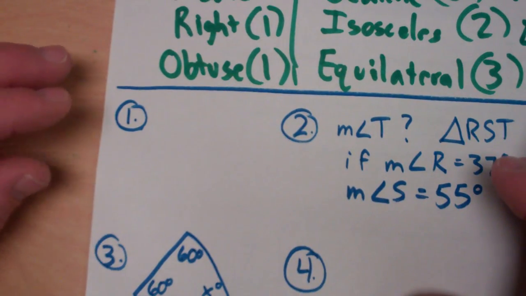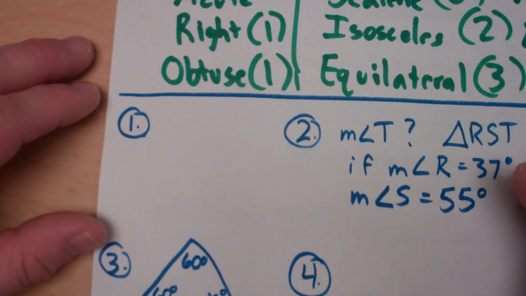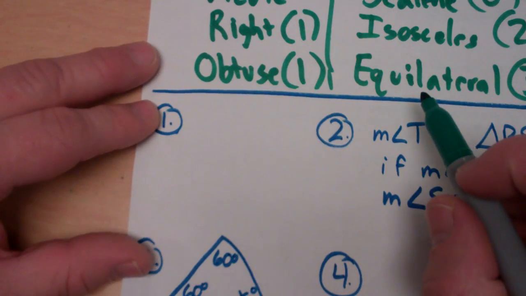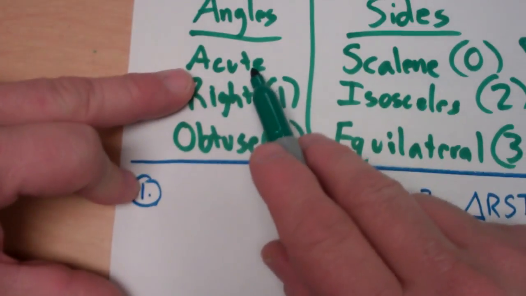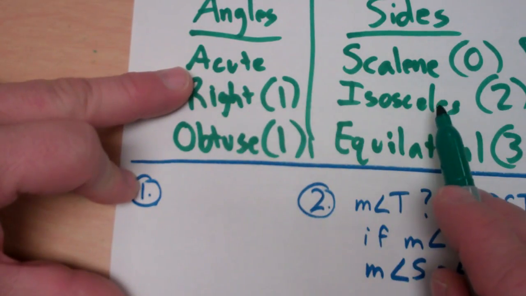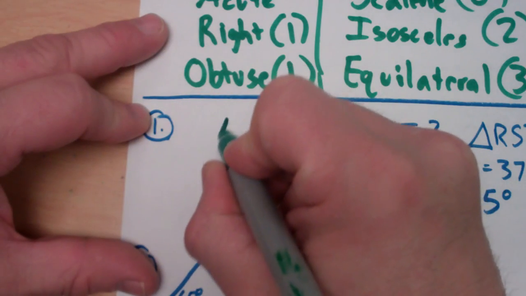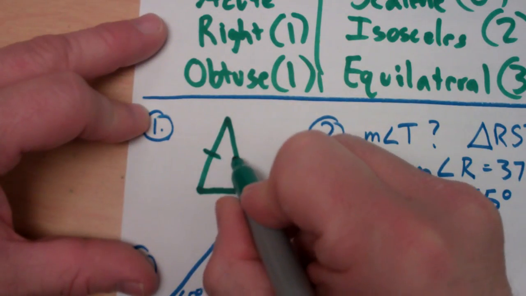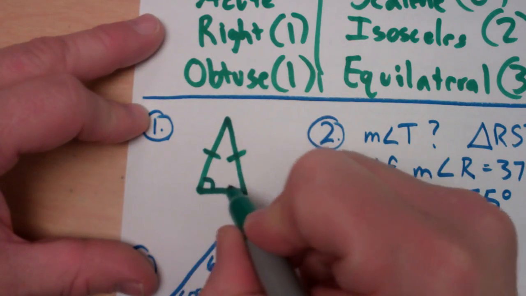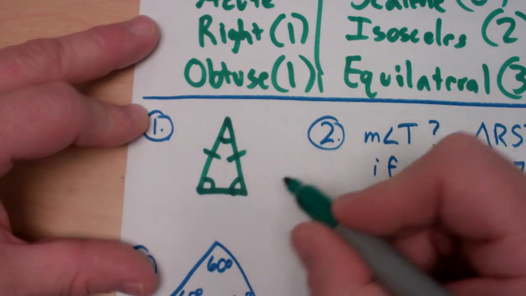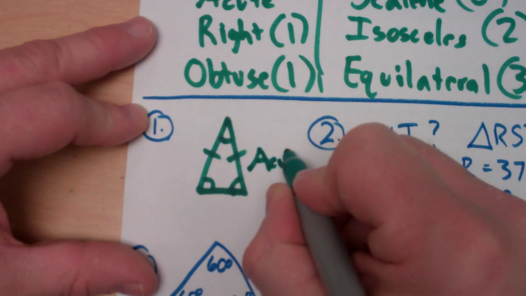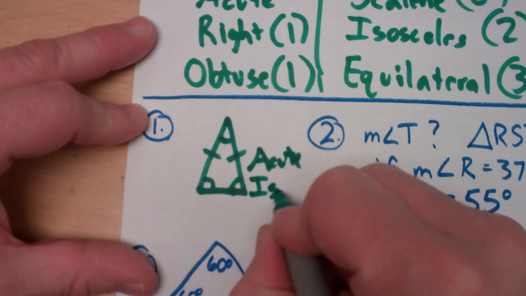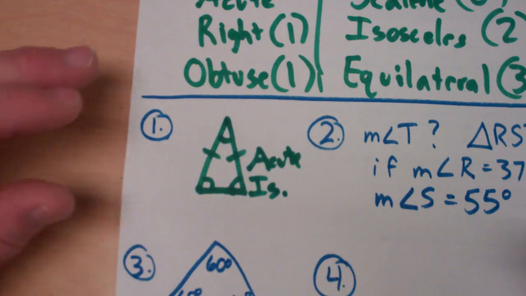Number 1 says draw a triangle with three acute angles and two congruent sides. So what do I need? They're all three acute, so it's going to be acute, and two congruent, which means it's going to be isosceles. So if I make those two congruent, but it doesn't match this one, that's how I'd draw it. Less than 90, less than 90, less than 90, that makes it acute. Two congruent sides, that makes it isosceles. So it's an acute isosceles triangle.